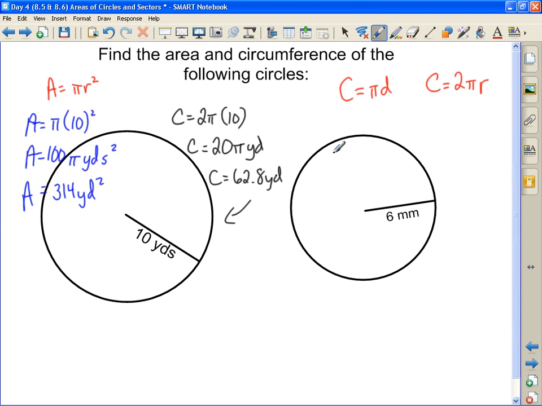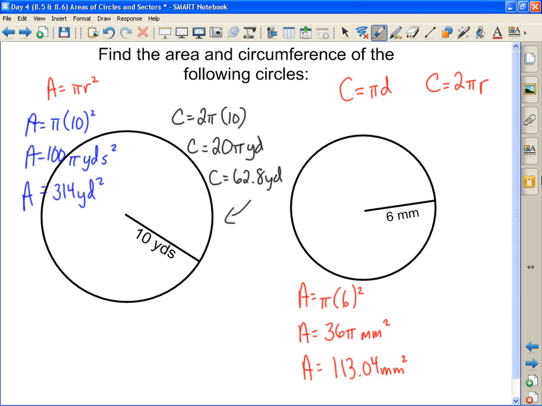Same deal for the next one. I'm going to ask you to find the area of this circle. Well, the area is going to be using pi times the radius squared, so pi times my 6 squared, which in terms of pi would be 36 pi millimeters squared. If I want to figure out what that is as a decimal, then I would need to multiply that by pi, and again I'm using the decimal equivalent of 3.14, which gives me 113.04 millimeters squared when I find the area of that one.